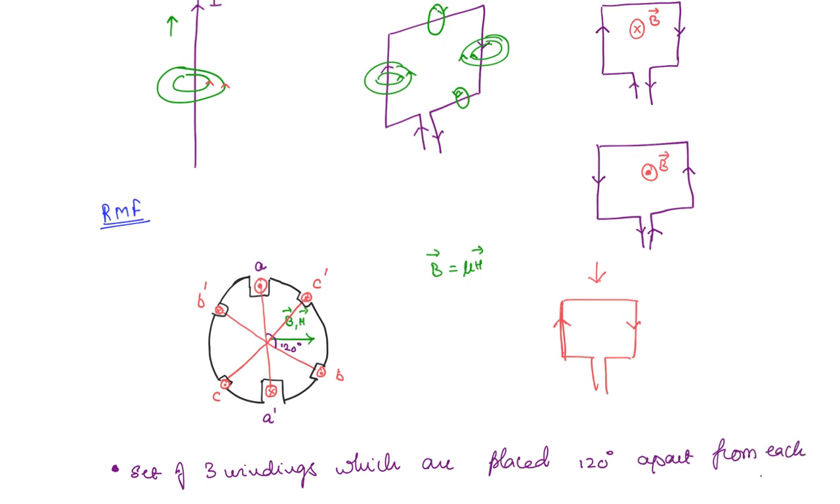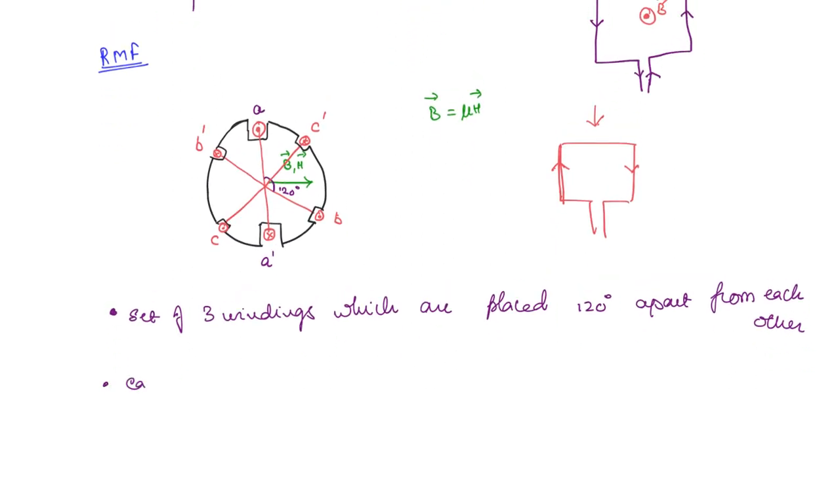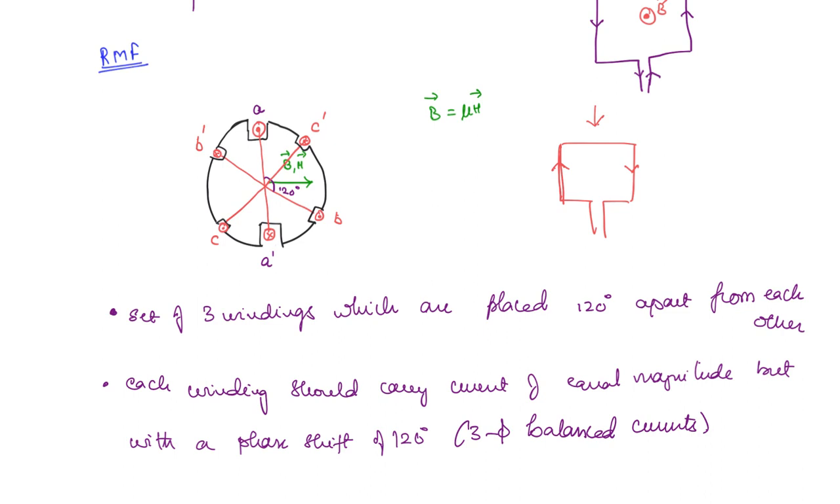Now, next what you have to do, in each of the 3 coils you have to send currents in such a way that the 3 currents are 120 degrees apart with respect to time. So we will understand it. Don't worry if it's confusing. Each winding should carry current of equal magnitude but with a phase shift of 120 degrees. So that means 3 phase balanced currents should flow in the windings, one current for one phase for each winding.